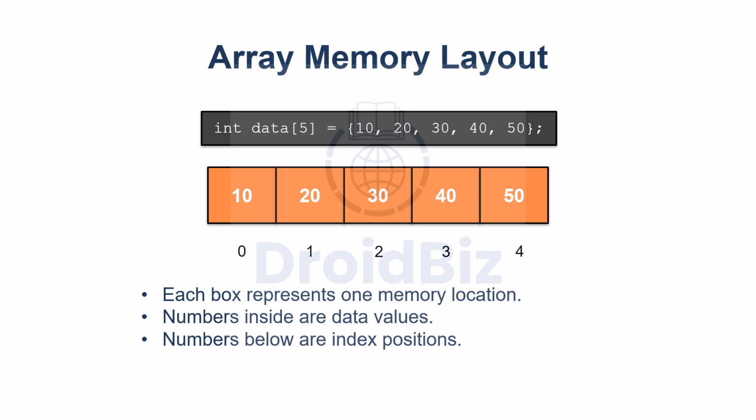So the first element is at index 0, the second element is at index 1, and so on. If we want to access the value 30, we would use index 2. If we want to access the value 50, we would use index 4. This layout in memory makes arrays very efficient because the computer can quickly calculate where any element is located just by using simple math with the index number. This is why arrays are so fast for accessing data in programming applications.